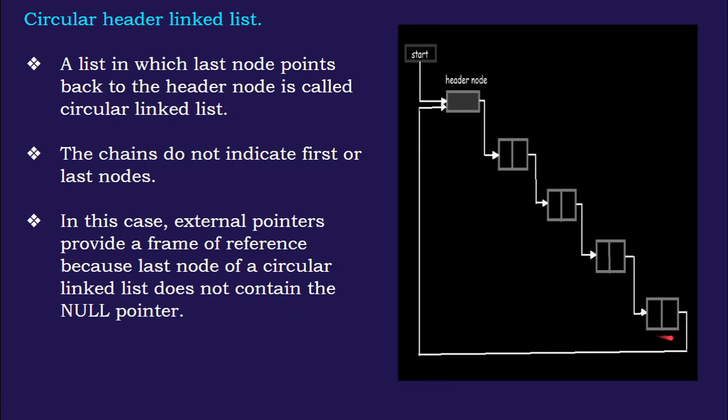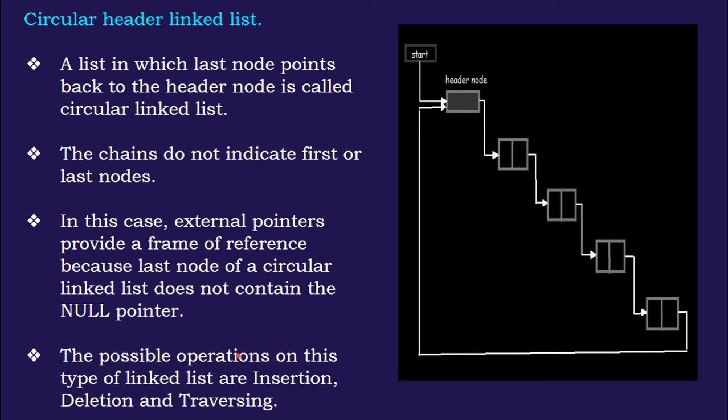Since the last pointer is not null, it naturally has the reference to the previous header node. That is a frame of reference because the last node of a circular linked list does not contain the null pointer. It has the external pointers by which we can point to some other nodes.